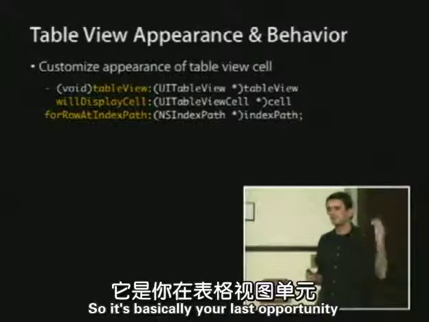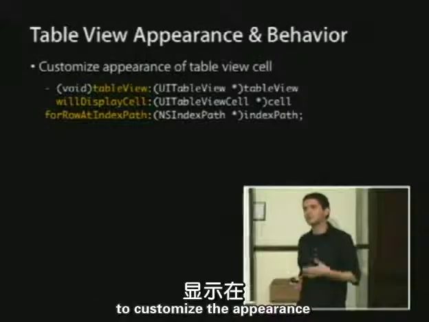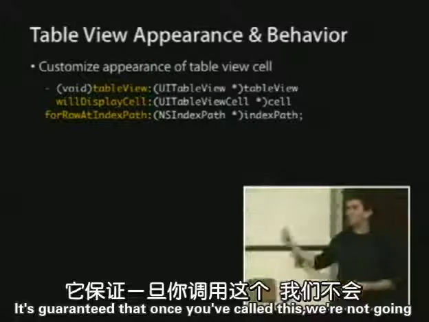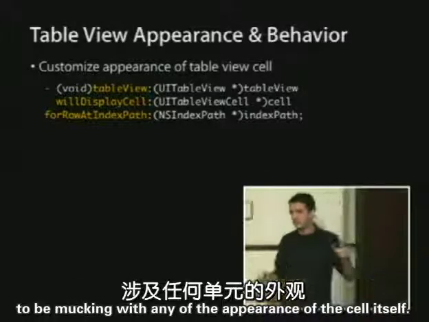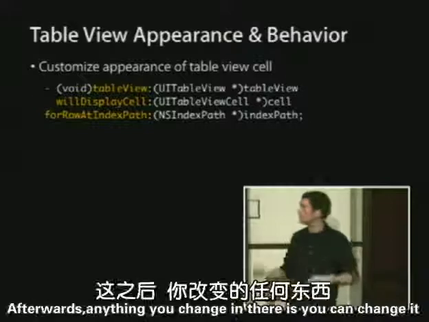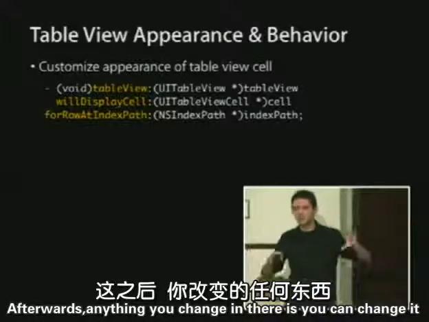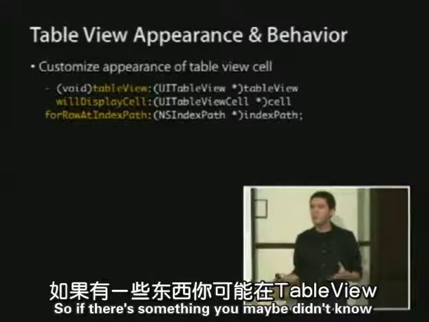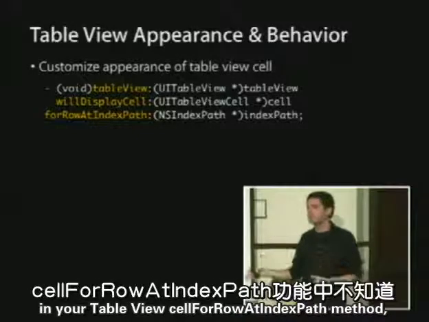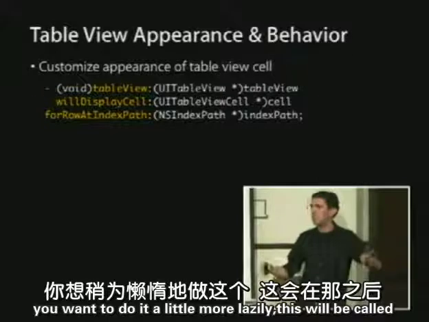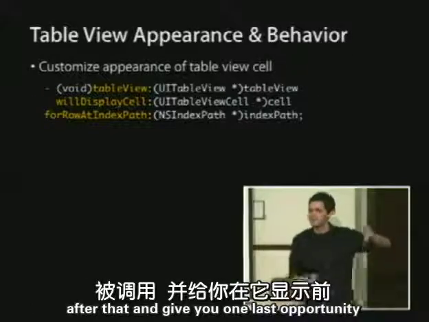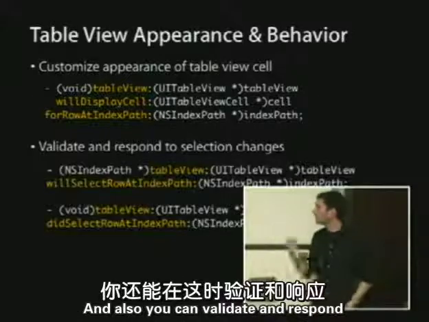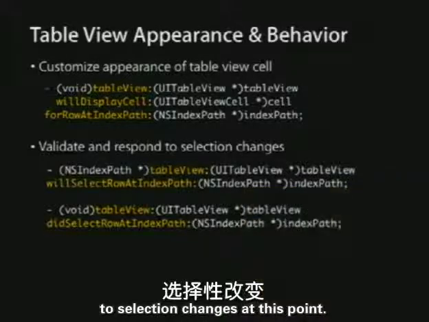So it's basically your last opportunity to customize the appearance of the table view cell before it shows up on screen. It's guaranteed that once you've called this, we're not going to be mucking with any of the appearance of the cell itself afterwards. Anything you change in there is going to appear on screen. So if there's something you maybe didn't do in your cellForRowAtIndexPath method, you want to do a little more lazily, this will be called after that and give you one last opportunity to modify the appearance before it shows up. And also you can validate and respond to selection changes.